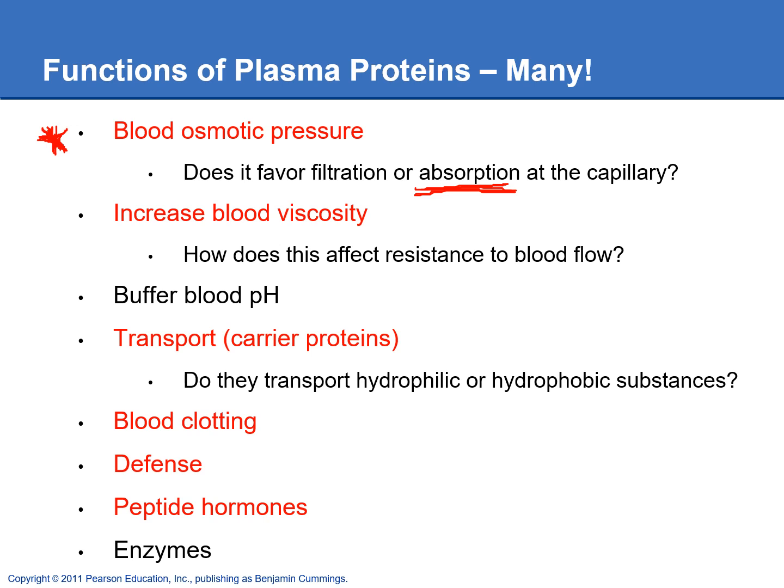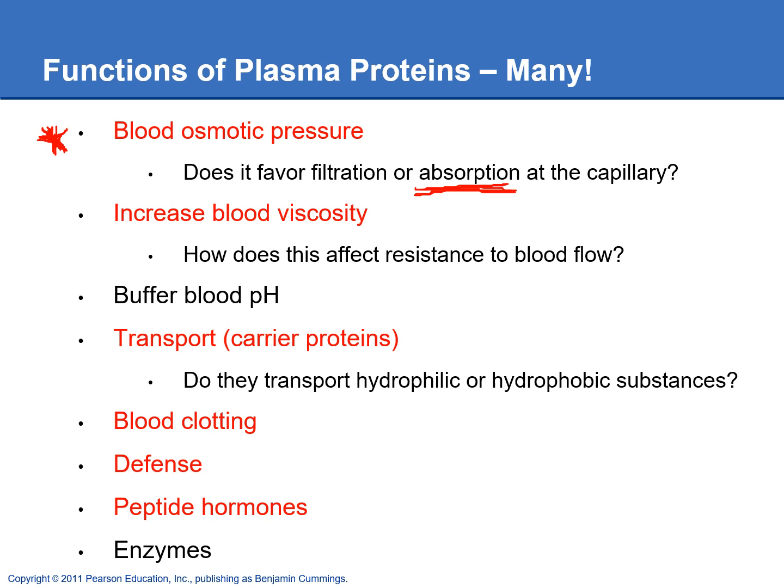So plasma proteins also will increase the blood viscosity or thickness. And how does this affect the resistance to blood flow? So remember this would increase the resistance and that would decrease the blood flow. So if you have too little of the plasma proteins, that will actually decrease resistance and increase the blood flow. So you've got to have the right amount of proteins in the blood to make sure the resistance is at the right level.